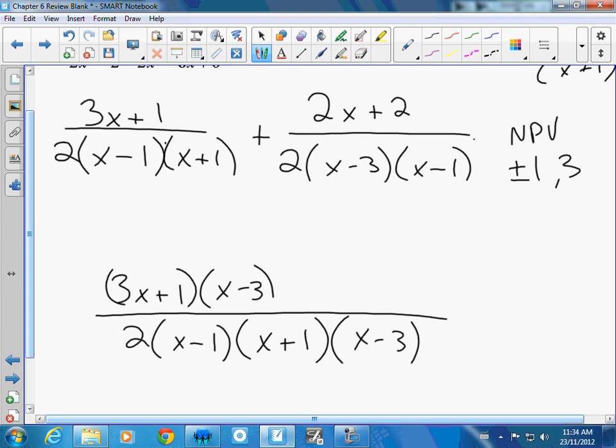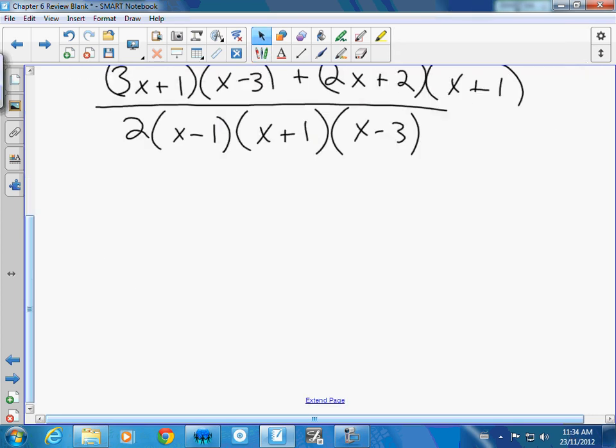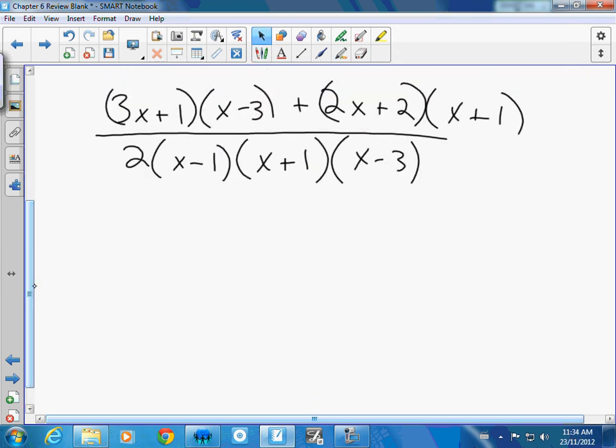Okay, look at the second one. We have a 2, an x minus 3, and an x minus 1. What are we missing from this one? x plus 1. Hang on. You have to look at what you're missing, right? It's really quite easy because there's 4 things. It's going to be missing 1 in this case because there's 3 and 3, right?